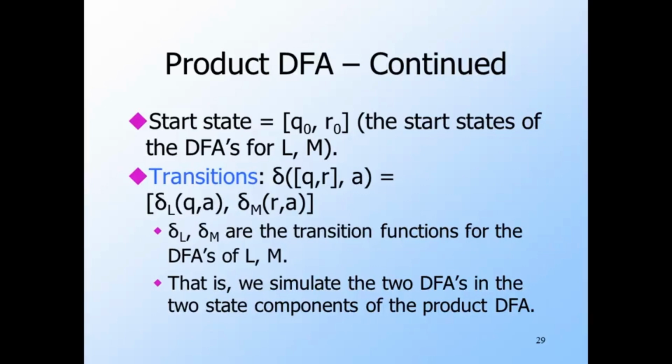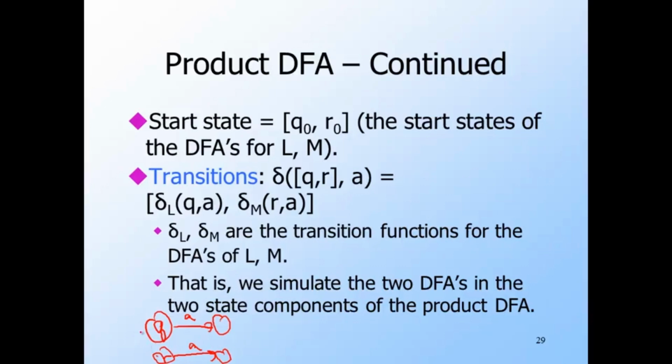For the transitions of the product DFA, suppose we have a state that is the pair QR, and suppose A is the input symbol for which we want to figure out the transition. We look at the transition function for the first DFA, say delta L, and we see where Q goes on input A. So here's Q, and on input A it goes to some state like that. Then we look at the transition function for the second DFA, say delta M, and we see where R goes on input A. So here's R on input A, it goes somewhere here.